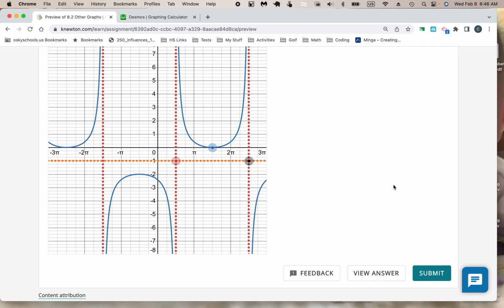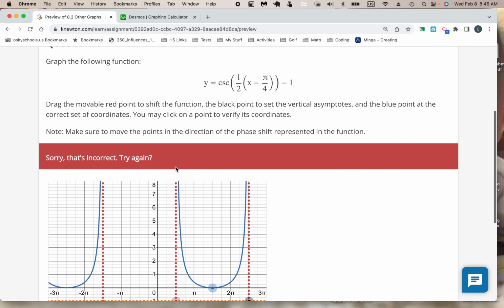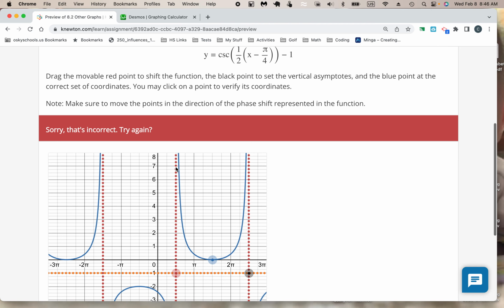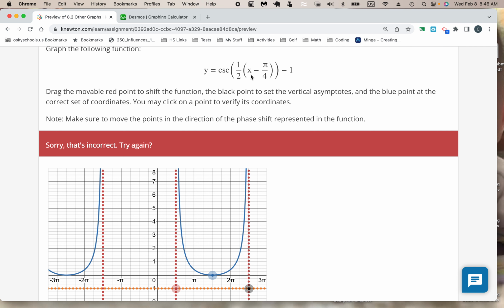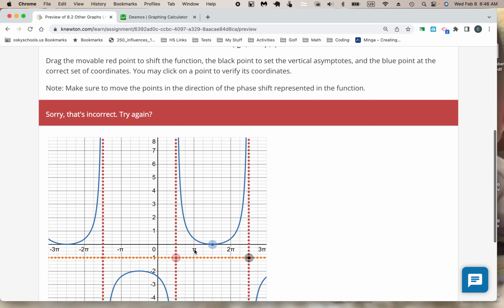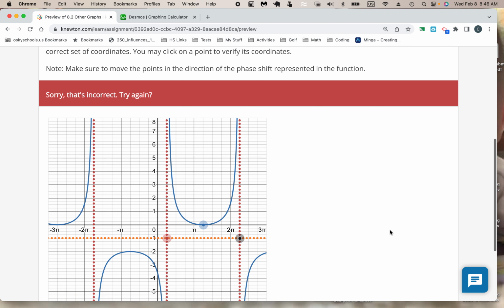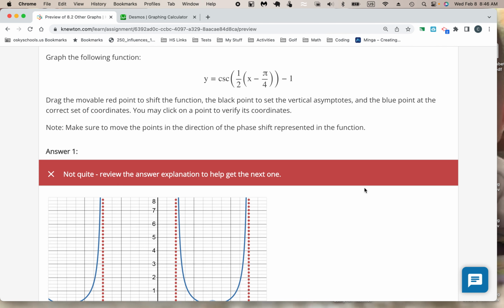All right, we got an error. Where did I mess up? Usually I mess up on the period when I do this. Pi over 4 minus pi over 4 is 0, cosecant of 0. Let's see, oh, I'm on pi over 2 actually. This is pi, so this would be pi over 2. I should be on pi over 4. I went over one too many on our phase shift. Let's go ahead and hit submit, and we're good.